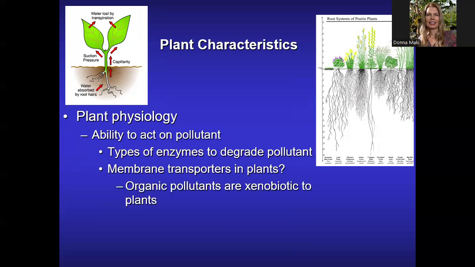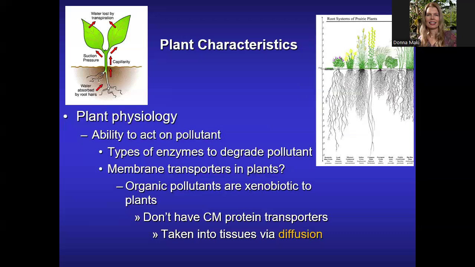So what they have found is that most organic pollutants that are out there, they call them xenobiotic to plants. They're foreign to plants, which means the plant didn't evolve in their presence. So the plant never evolved transporters to take those pollutants in. So that's a big problem. If they don't have a way to take in the pollutant, then they have minimal opportunities to break it down, unless that pollutant has the mechanism, through diffusion processes, to get through the cell membrane.